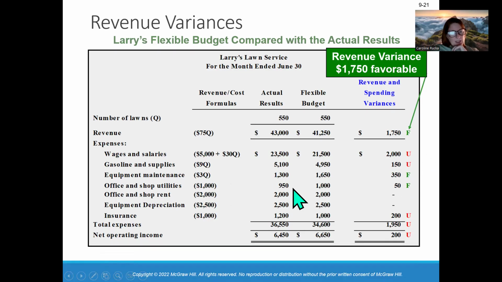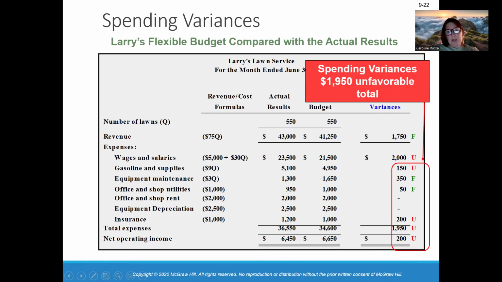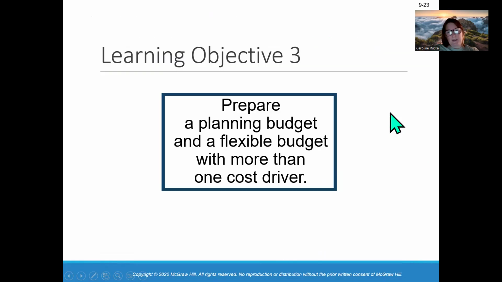Office and shop utilities, $50 less, so that's favorable. And then our insurance premium was unfavorable. Our overall net operating income was unfavorable. We should have brought home at the end of the day 6,650. We only brought home 6,450. So our total spending variance is unfavorable.